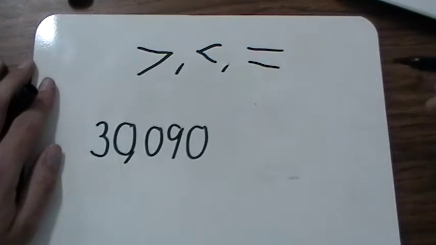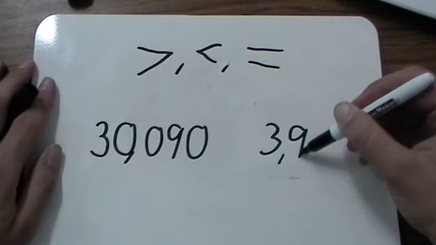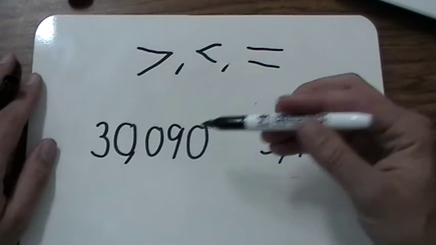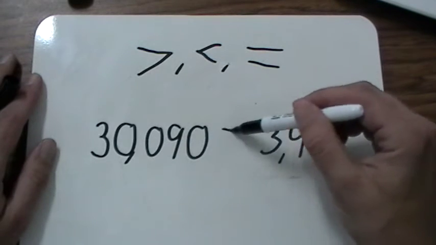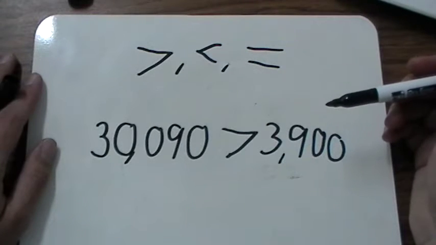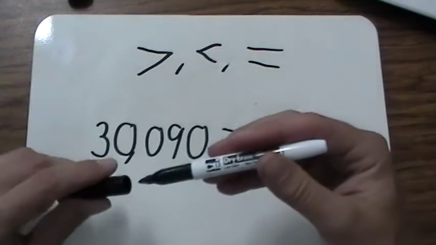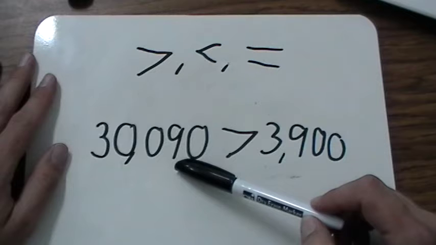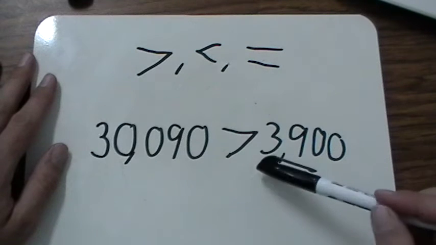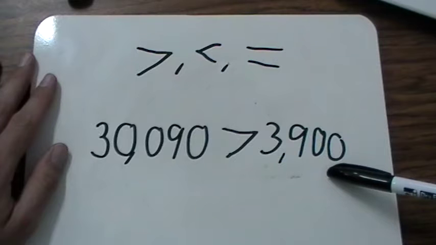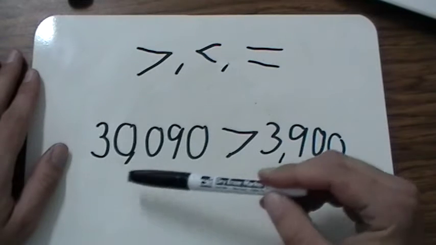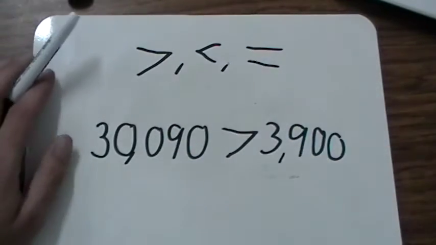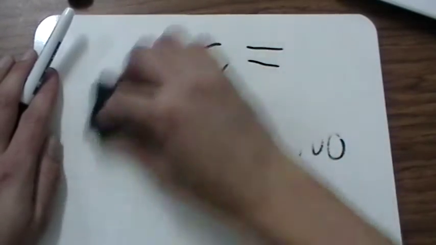30,090, and I'm comparing that to 3,900, which one is the bigger number? Ding, ding, ding, this one is. So the number alligator opens to the bigger one. Chomp, chomp, chomp. How do I read these numbers? Read it with me. 30,090 is greater than 3,900. Let's say it again. 30,090 is greater than 3,900.